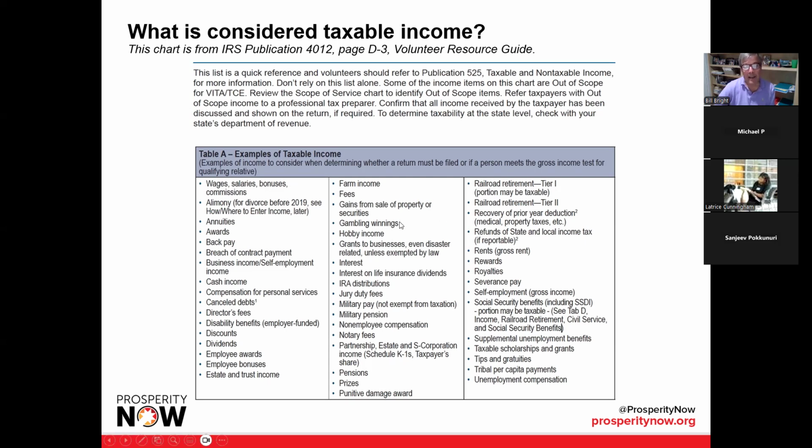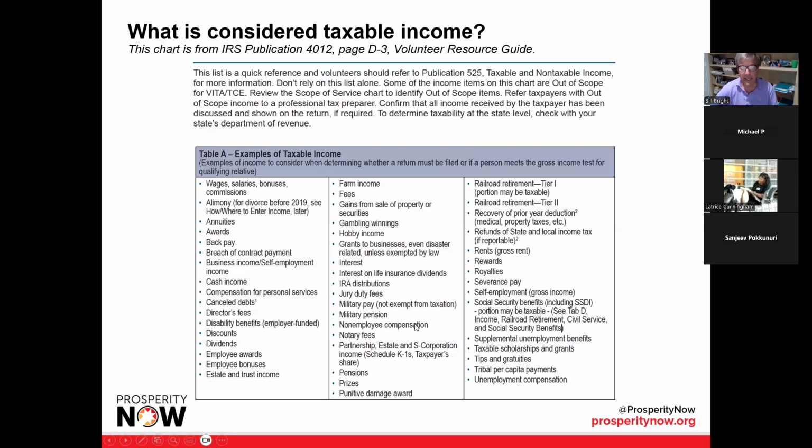Gambling, whether it's New Jersey lottery or any other state lottery or casino winnings, is reportable. Generally, it's taxable at the federal level. New Jersey lottery is not subject at the state. Hobby income, interest on savings accounts, life insurance dividends, IRA distributions. Again, we don't see a lot of that because unfortunately, a lot of our folks haven't saved for retirement.